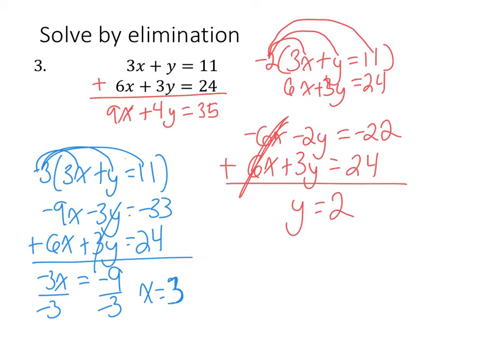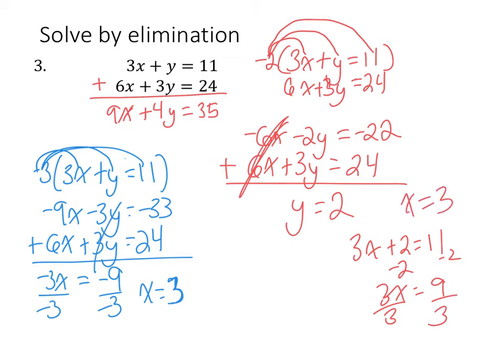So in my red, I eliminated my x value to get my y, and then in my blue, I eliminated my y value to get my x. Either way is correct. If I just stuck with my y, I would have put my 2 back into one of the original problems, probably the first problem just because it's the easiest. So 3x plus 2 equals 11. Subtract 2 from both sides. 3x equals 9, divided by 3. Your x would equal 3 here.